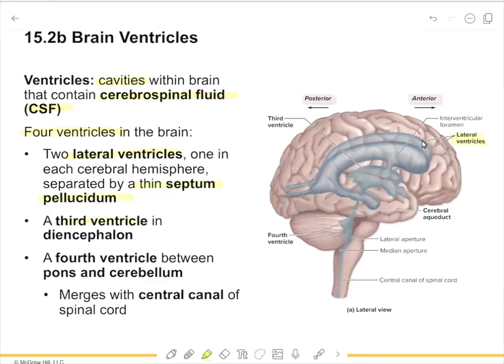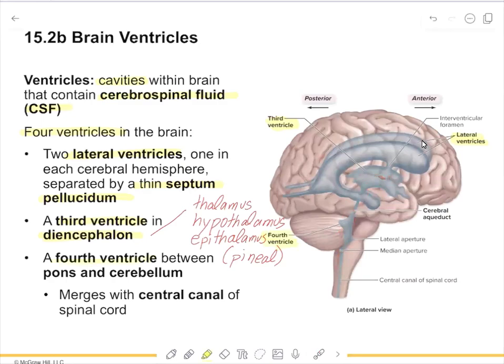The third ventricle is in the diencephalon. And again, it's important for you to remember that the diencephalon is the thalamus, the hypothalamus, and finally, the epithalamus. And the epithalamus is actually the pineal gland, which produces melatonin, a chemical that helps you go to sleep. So continuous with the third ventricle, located down here, is the fourth ventricle.